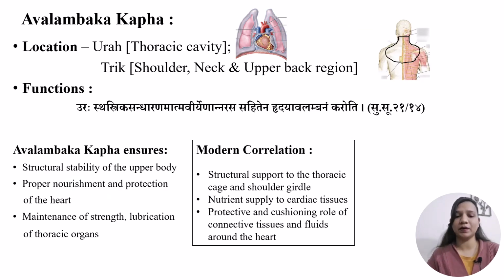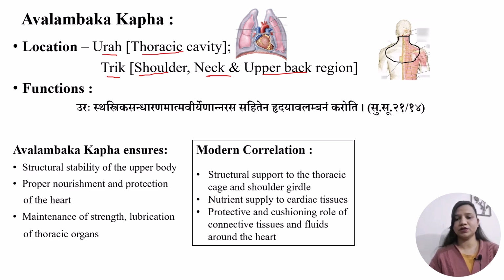So first is Avalambaka Kapha. We have already discussed that Avalambaka Kapha resides in Uraha and Trika region. Uraha means thoracic cavity and Trik region is the region between shoulder, neck and upper back region. As you can see here in this picture, I have already marked it.